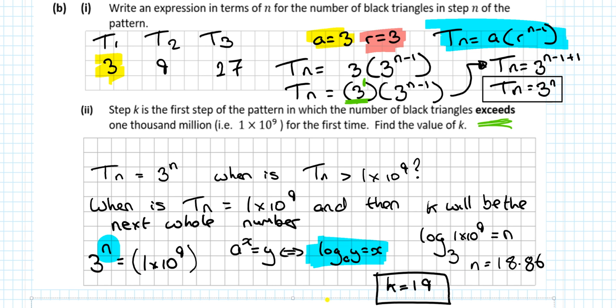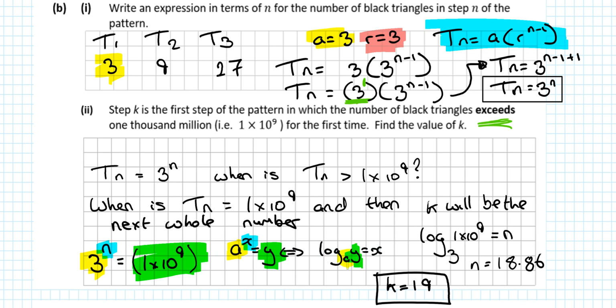So from page 21 of your log tables, this is straight from page 21 of your log tables, we can spot that, or we'll just match things up. A is going to be 3, n is going to be x, and 1 by 10 to the power 9 is going to be y. Match those up, a and x on its own, which leads us over to here. We can type this into our calculator, get n, so this is when it would be equal to it. So when will it exceed it? It would be number 19.